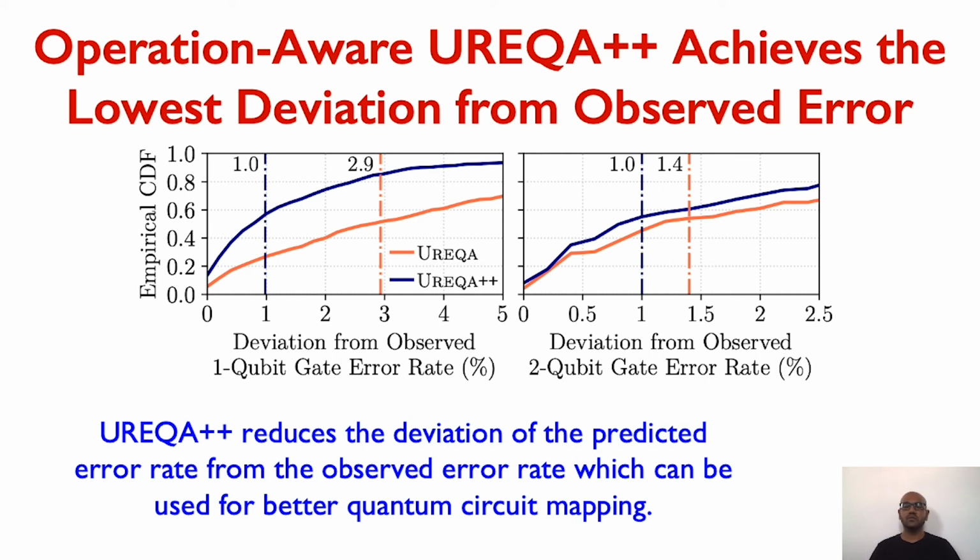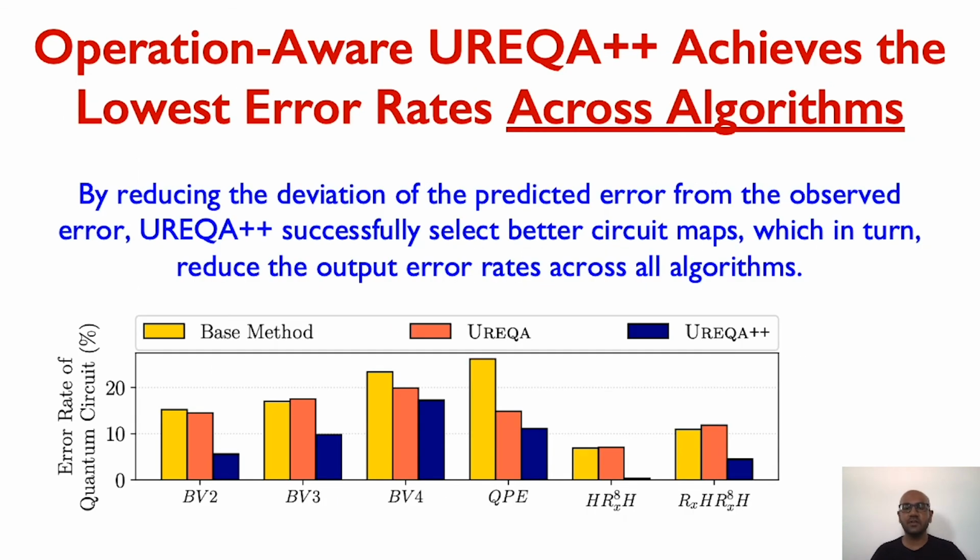Next, we see if the predictions made by UREQA++ can actually be used to select better circuit maps. And indeed, based on the results, we see that the circuit maps selected using the error rates predicted by UREQA++ have the lowest error rates across all the quantum algorithms.